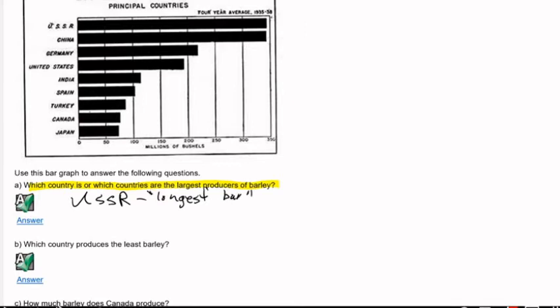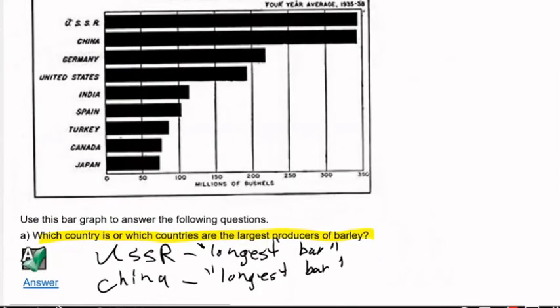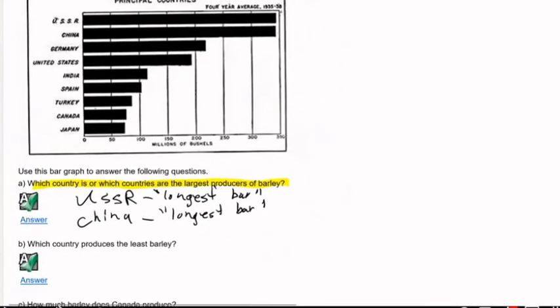Now, I'm going to give you the benefit of the doubt if you thought China was also the longest bar. And the reason why is because if you look at it, you might not be able to discern or make a decision as to which bar is the farthest along. We'd actually have to zoom in and zoom in in order to see that. But if you weren't able to see it, you would guess that both of them had the same amount of barley created for each of the countries, right? And the reason why is because the graphs are not quite exact. But they do give you an idea of how much is there.